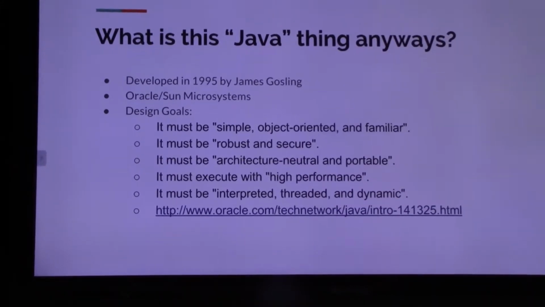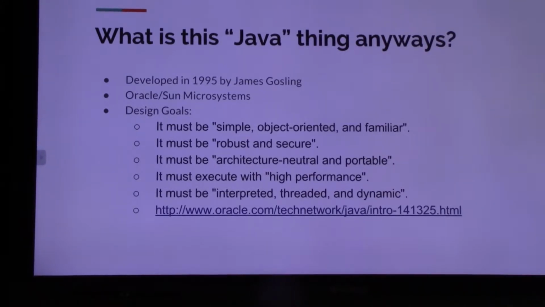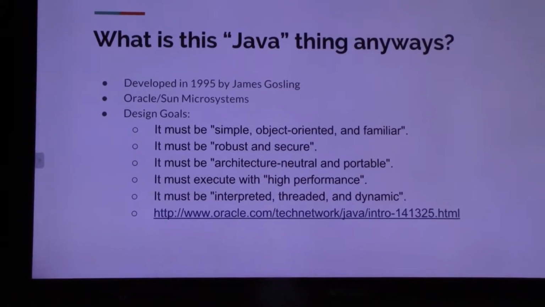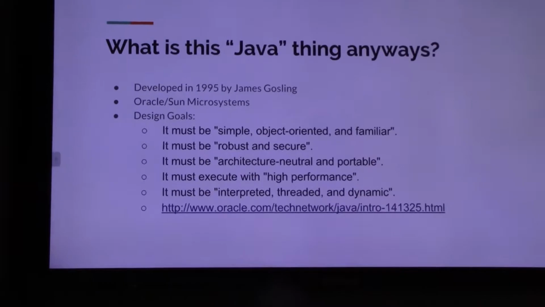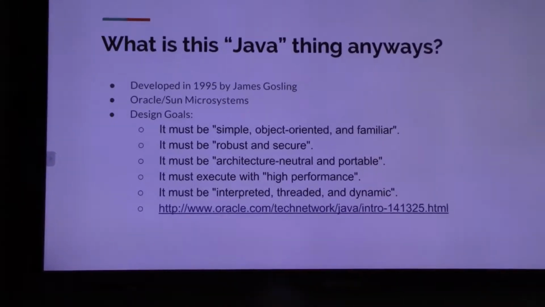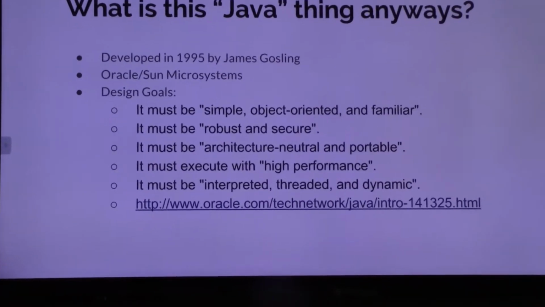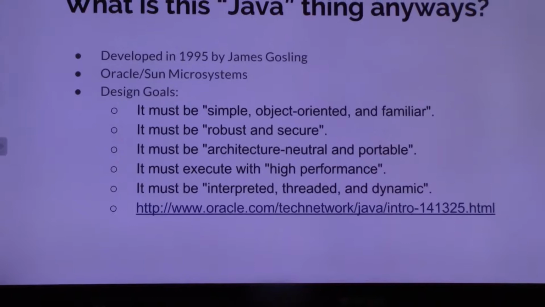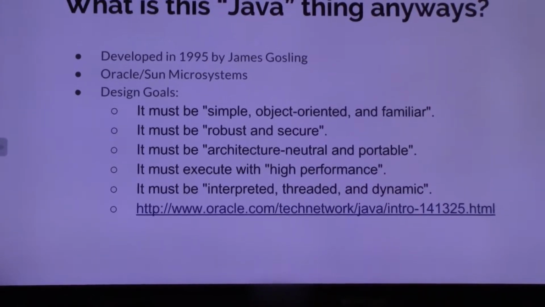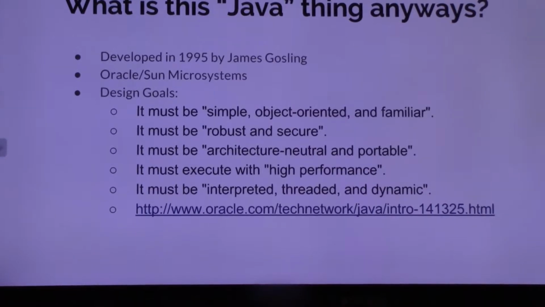It was developed in 1995 by James Gosling, a pretty smart computer scientist, at Oracle / Sun Microsystems. The design goals were that it had to be simple, object-oriented, and familiar. Not necessarily familiar to beginners, but familiar to people who had programmed in other languages at the time, like C. It had to be robust and secure, so there couldn't be a lot of security vulnerabilities, so a lot of Java is designed around minimizing security vulnerabilities.